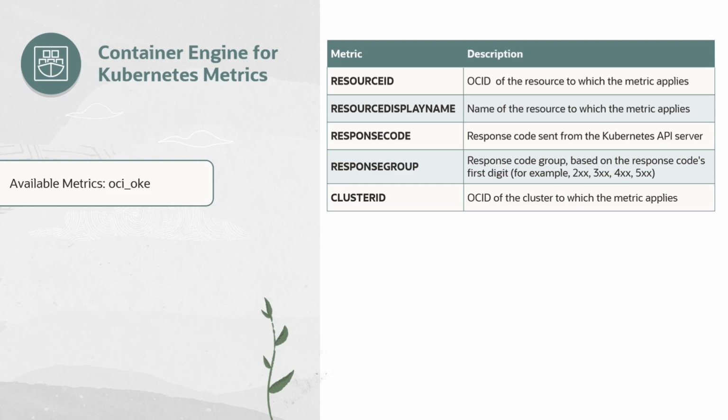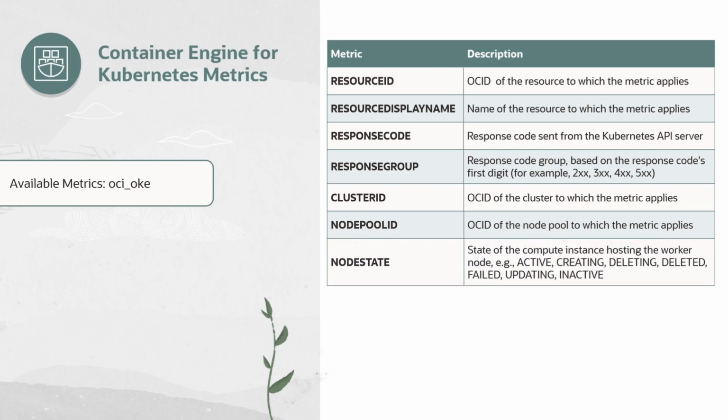Shifting focus to clusters. Cluster ID brings us the OCID of the specific cluster in question. Moving down the hierarchy, node pool ID steps in. This OCID directs us to the exact node pool associated with our metric, enabling a granular examination of performance and behavior. Node state takes us into the world of compute instances hosting worker nodes. It's more than just active or inactive. It details the state of these instances, such as creating, deleting, updating, or even facing failures.